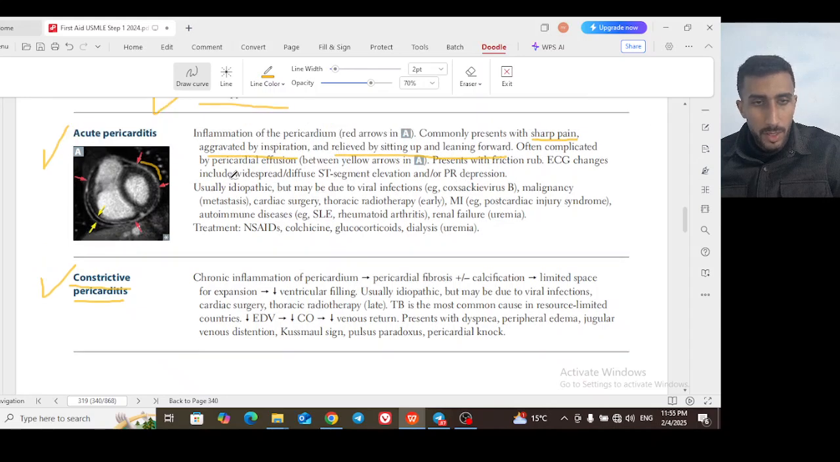It's often not just acute pericarditis, but may have a superadded effusion, as the red arrow shows here. So this is effusion between the heart layer and the pericardium. So pericardial effusion as a part of acute pericarditis, and by auscultation you will have a friction rub and ECG changes. The ECG changes for acute pericarditis: you will have ST segment elevation, very high yield to know that.